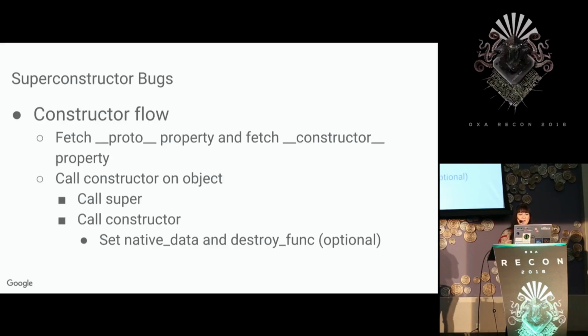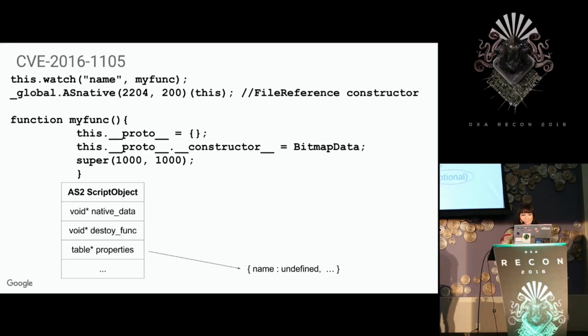So it goes through this chain and calls the super chain, and then it calls the constructor. And that should set that native data and its corresponding destroy func. But that's optional, because, for example, your backing object could just have integers in it, and those don't need to be freed. And this is actually the problem, and I'll show you why.